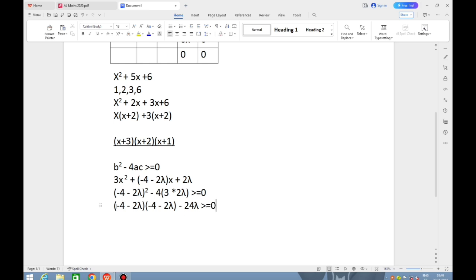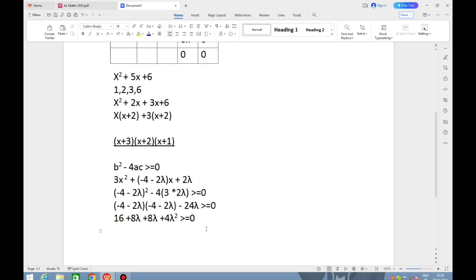Now if you open the brackets here, negative 4 times negative 4 is equal to 16. Negative 4 times negative 2 lambda is equal to plus 8 lambda. Negative 2 lambda times negative 4 is equal to plus 8 lambda again. And finally, negative 2 lambda times negative 2 lambda is equal to positive 4 lambda squared. And this should always be greater than or equal to 0.